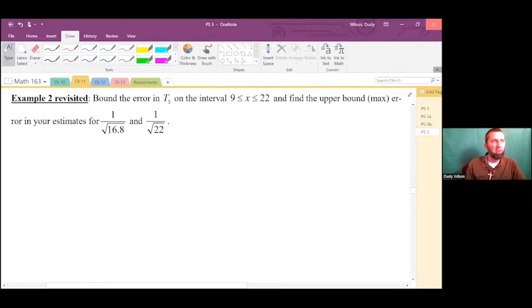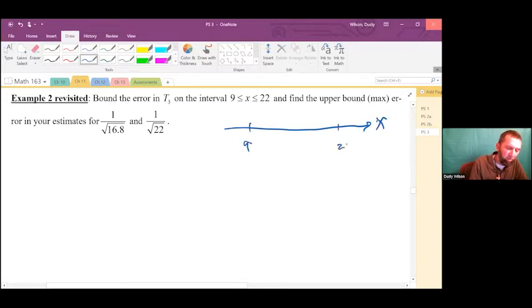Example 2 revisited again. We want to bound the error in T3 on the interval 9 less than or equal to x less than or equal to 22. And we want to find the upper bound, that is the max error in our estimates for 1 over the square root of 16.8 and 1 over the square root of 22. So let's see what's going on here. 9 to 22, this is x. So we're going from 9 to 22.